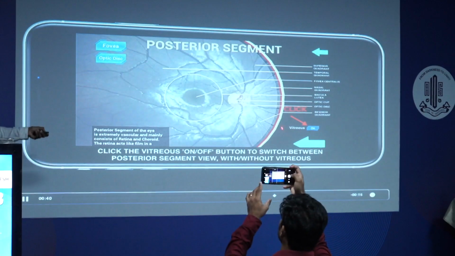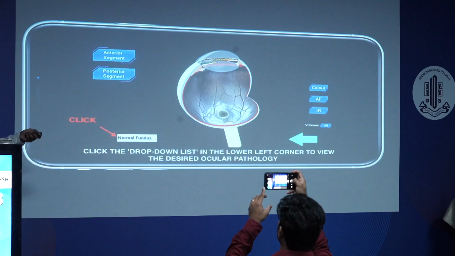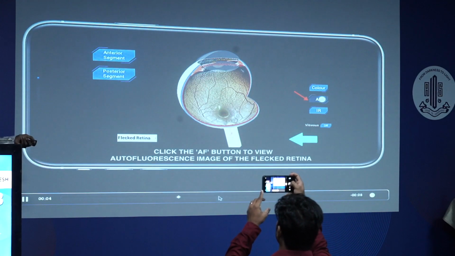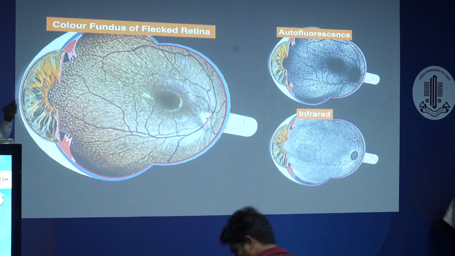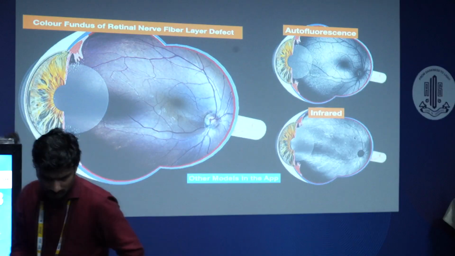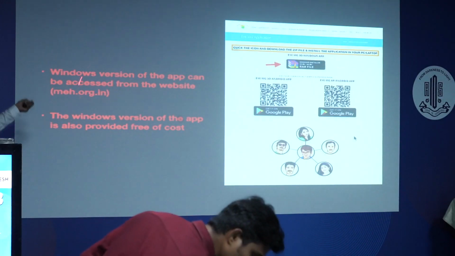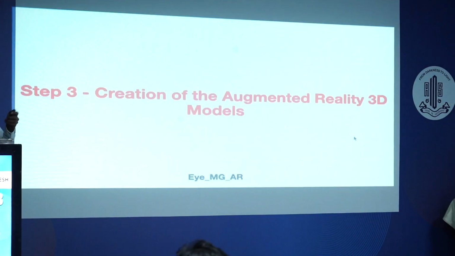Vitreous on and off, silicone oil. And you can see that you can also use filters, like you can have the fundus with different pathologies that you start seeing in an OPD with color fundus, autofluorescence, infrared and whatnot. So this is the deck where you can start collecting a multitude of patients. You can just keep on adding, and then we launched the Windows version.